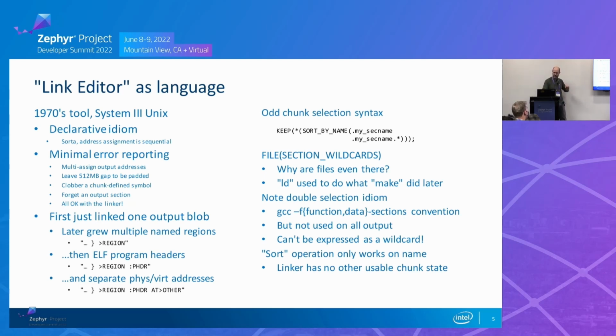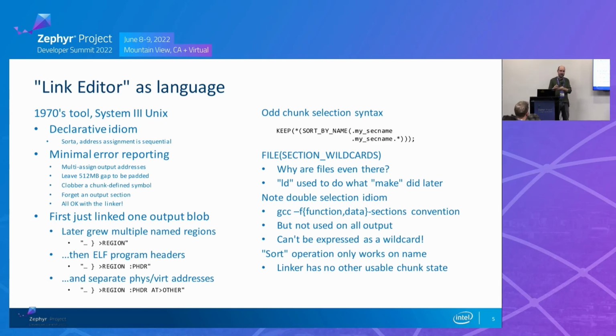Yeah, I got to the sort thing. The sort only works on the section name, right? You can't do anything else. There's no other metadata. You can't have a table that you source from somewhere else. You can't inspect the data inside the chunks to see what to do.